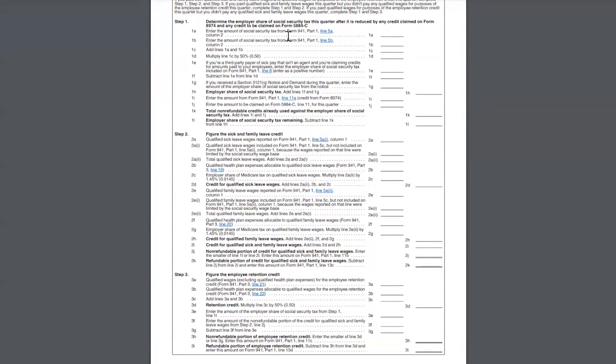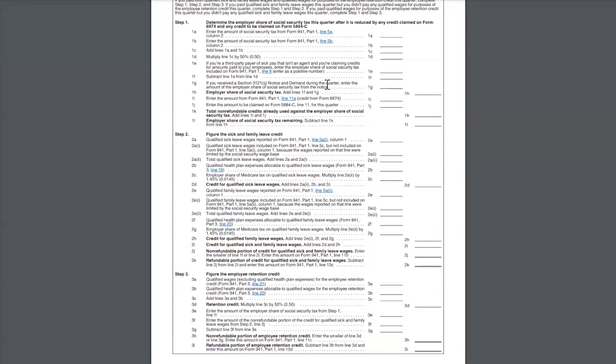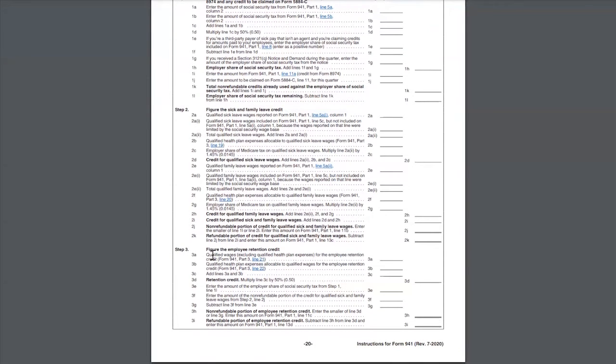Enter the amount of Social Security tax from form 941, line 5a, column 2. Then enter from line 5b, if you have any amounts there. You add them and you divide them by 50%. And you just follow along. The majority of people are going to have just line 1a, line 1c, and 1d. Then you come to line 1l, and usually 1l is the same number as 1d. Then you skip step 2 and you go to step 3, and you figure out your employee retention credit.